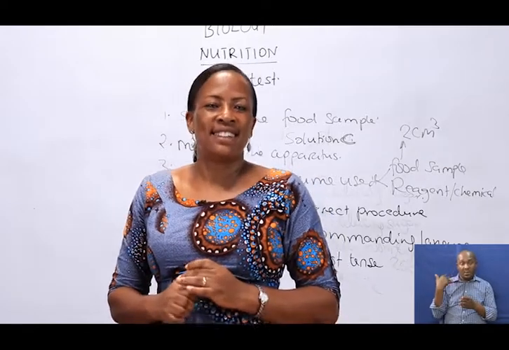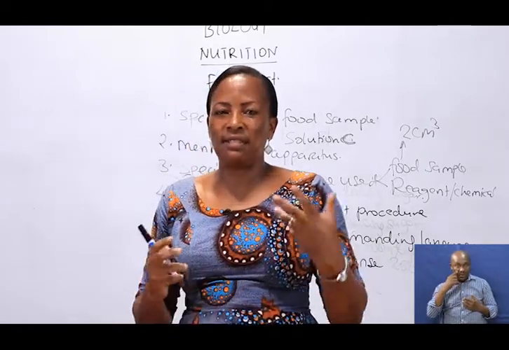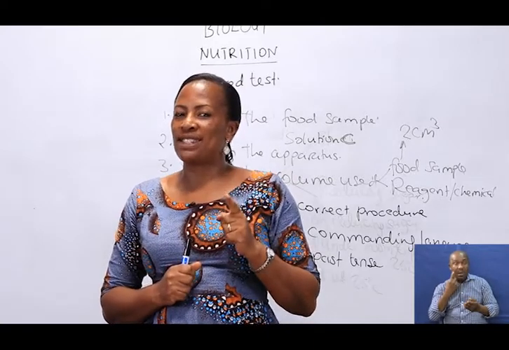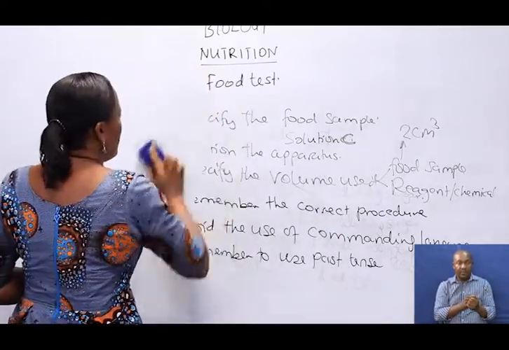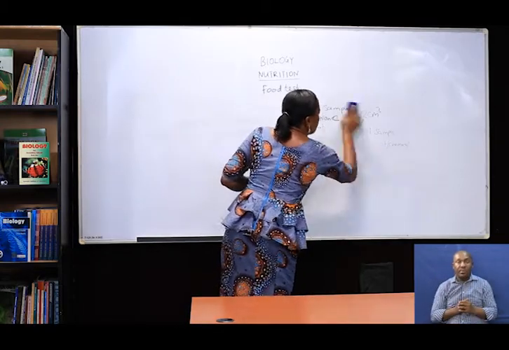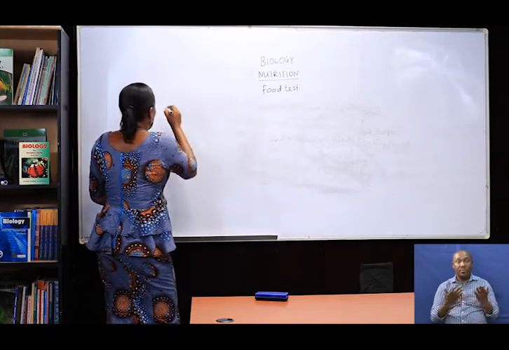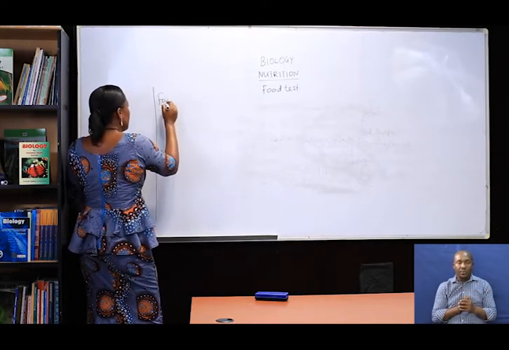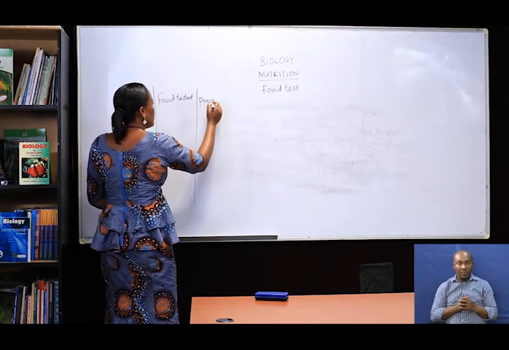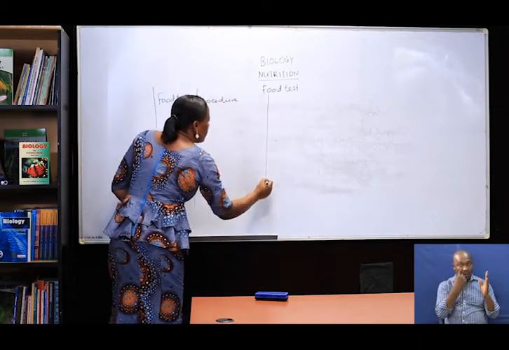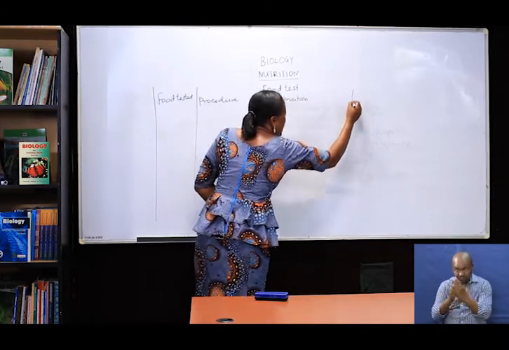Now, let's try to write the food test report. I will guide you how to write the food test report. What to do first: take your exercise book, divide it into phases like my board here. Divide your exercise book into 4 phases: the food tested, procedure, observation, and finally, inference.